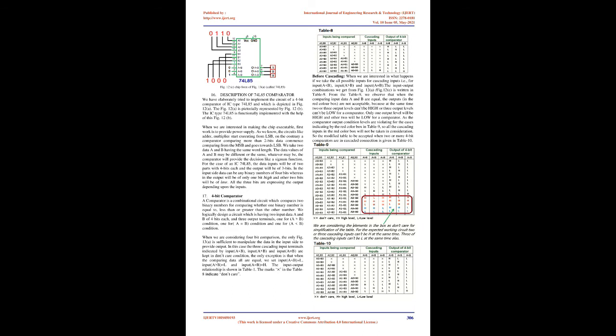Before cascading, we are interested in what happens if we take all possible inputs for the cascading inputs, i.e., for input A>B, input A<B, and input A equals B. The input-output combinations we get from Fig 12a/Fig 12c are written in Table 9.